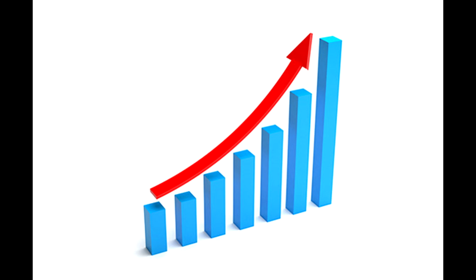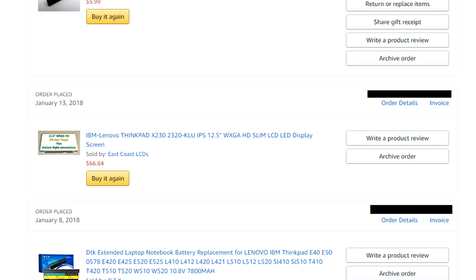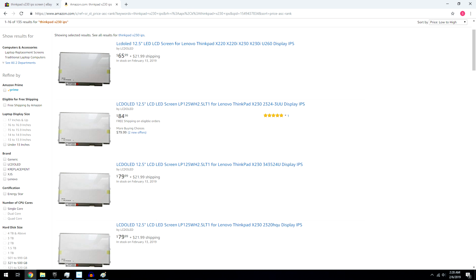There's only one problem. The price of X230 IPS displays has gone up a significant amount in the last year. When I bought this display last year, I paid $65 for it. Now, upon checking eBay and Amazon, the cheapest IPS displays for the X230 that I could find were almost $90. That's a pretty significant price jump. I still have the original TN panel that I removed from this machine when I upgraded its display, but I don't want to go back to that.